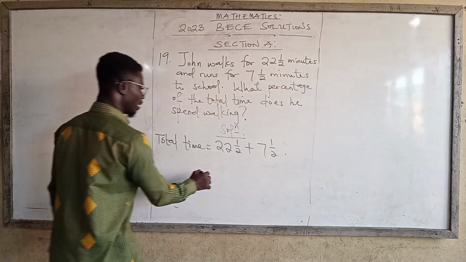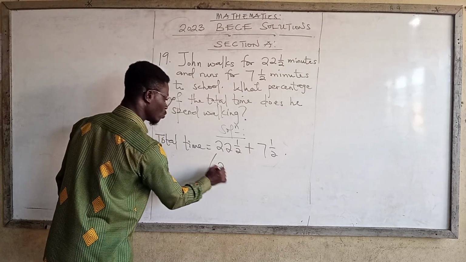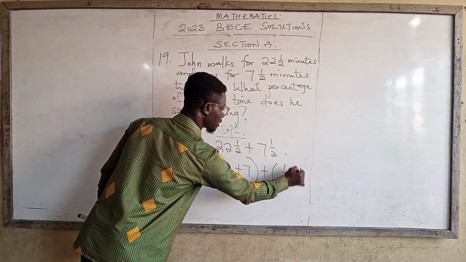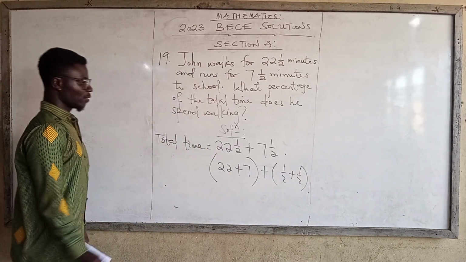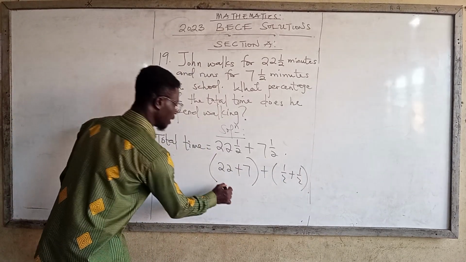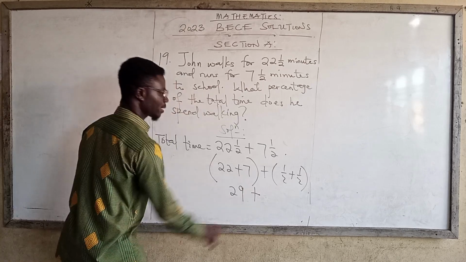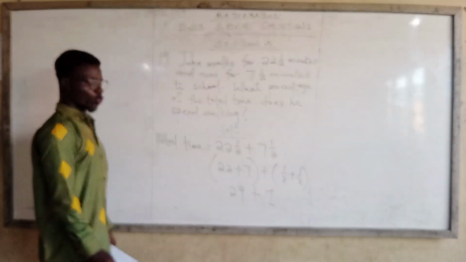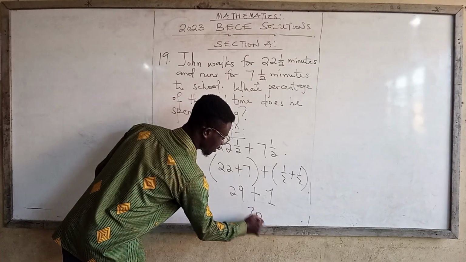Right. So this time around, we can write it as 22 plus 7, then plus half plus half. Right. So 22 plus 7, we obtain 29. Plus half plus half, we know that we get 1 whole. So 29 plus 1, we have 30.